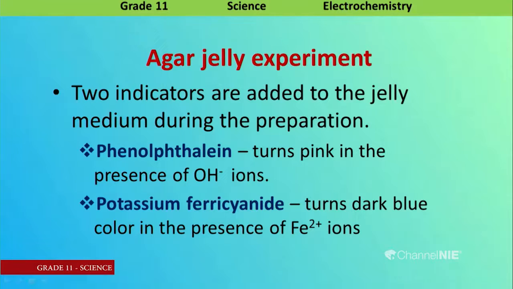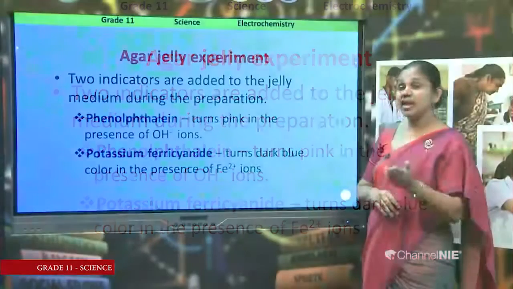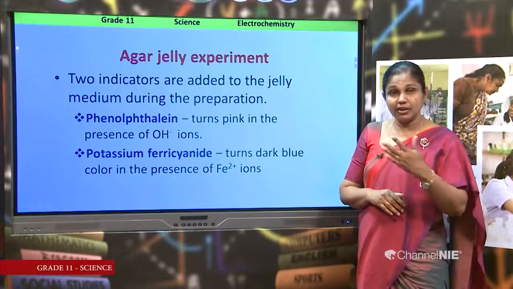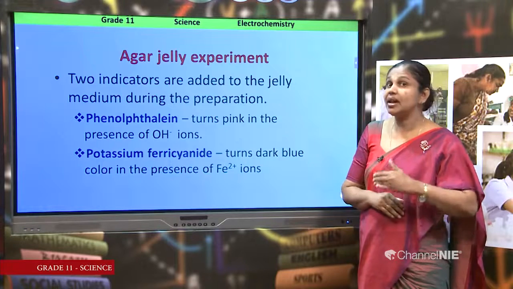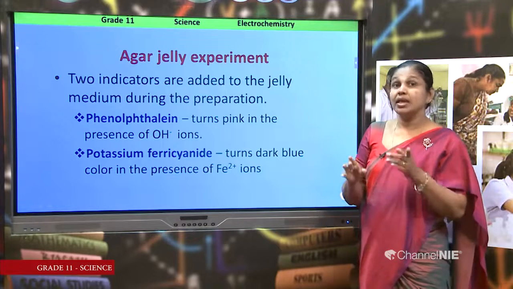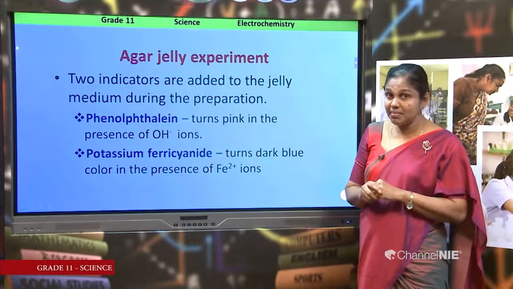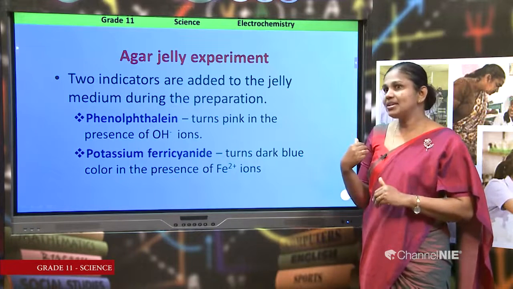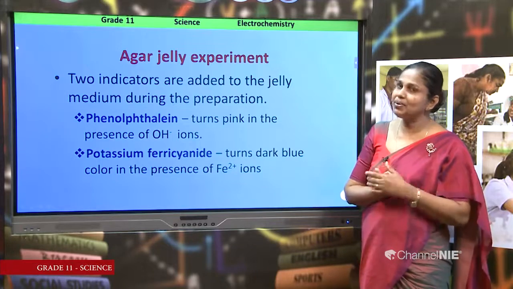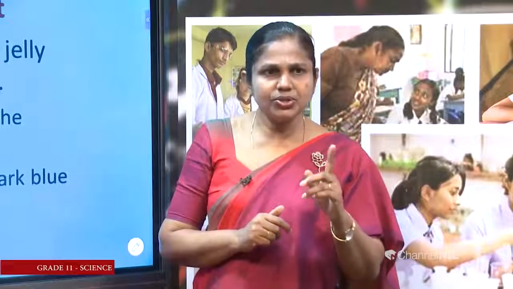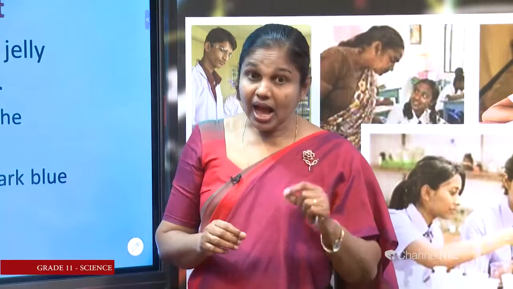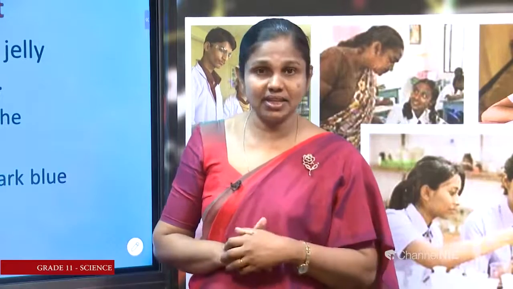Right, now we are going to recognize whether hydroxyl ions are formed in the medium or whether ferrous ions are formed in the medium. If the iron is corroded, if the iron is rusted, first iron is oxidized and ferrous ions are formed. If ferrous ions are available in the jelly medium, potassium ferricyanide turns dark blue. By observing that, we can come to the conclusion that iron has started rusting.